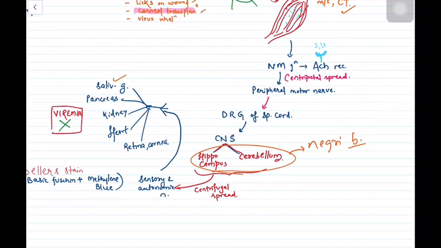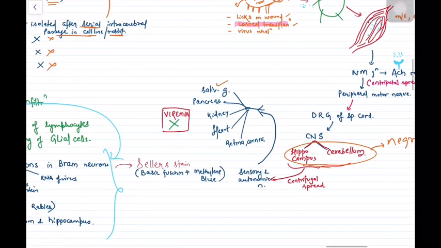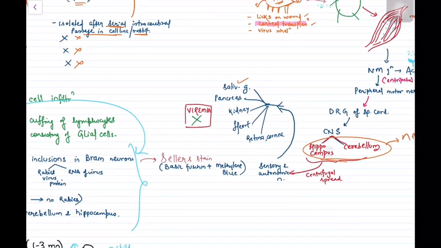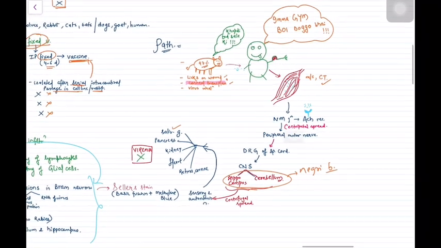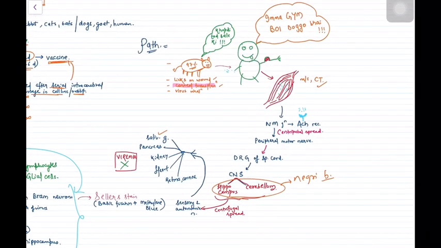But is blood involved anywhere? No. So viremia is not possible. The virus will go to various organs, but it does not disseminate into the blood per se. So viremia is not seen. I hope this pathogenicity is a bit simplified and you can remember it now.